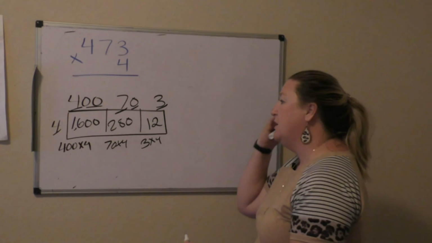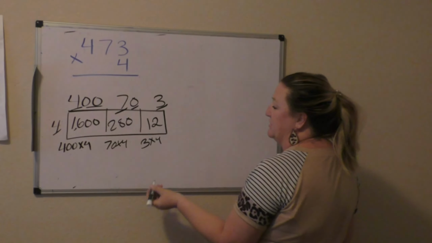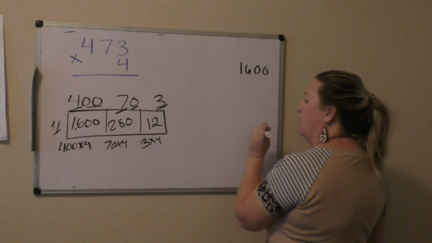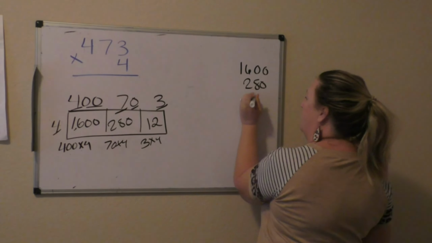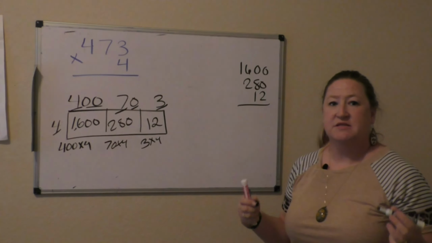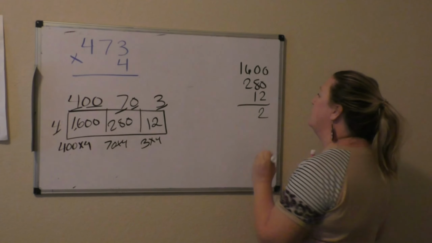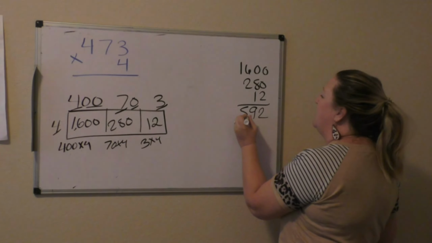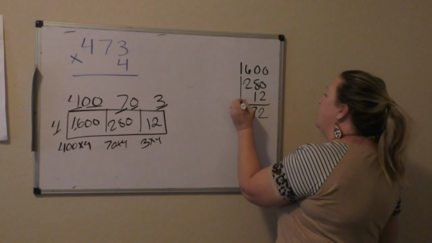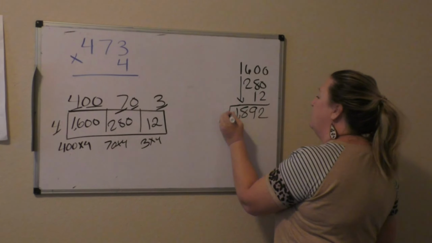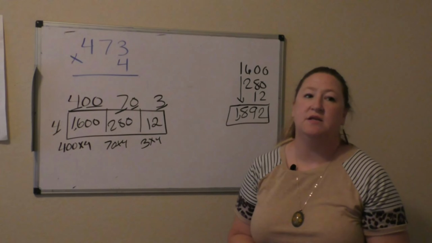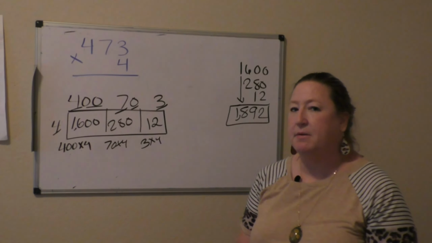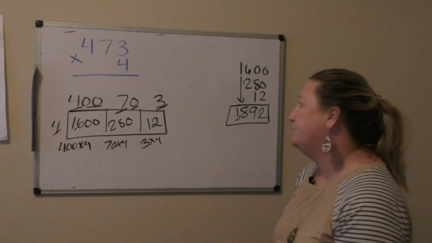To get my answer, I'm going to add all these boxes together. I'm going to take 1600. I'm going to add 280 and 12. 0 plus 0 plus 2 is 2. 0 plus 8 plus 1 is 9. 6 plus 2 is 8. I have a 1. There's nothing underneath it, so I bring that down. My answer is 1,892. I'm going to do the same thing, but this time I'm going to do it with partial products.